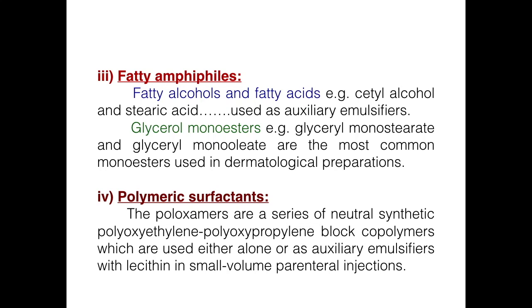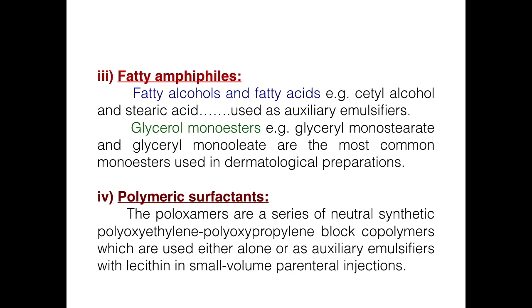Next group is polymeric surfactants. The poloxamers are a series of neutral synthetic polyoxyethylene, polyoxypropylene block copolymers which are used either alone or as auxiliary emulsifiers with lecithin in small volume parenteral injections. An example of poloxamer is poloxamer 188, which is used in combination with lecithin in small volume parenteral injection. The advantage of using poloxamer 188 is that it is resistant to breakdown during autoclave sterilization.